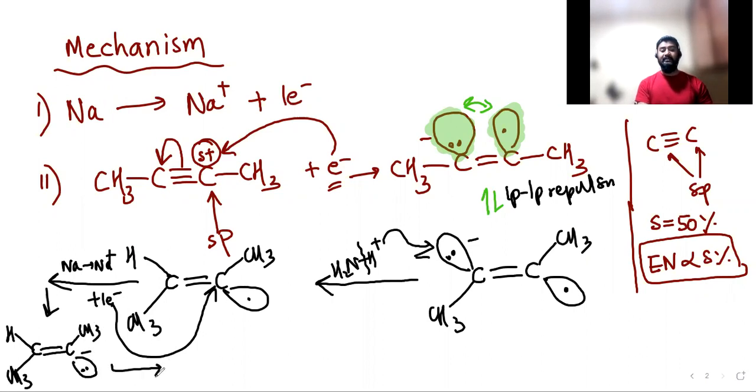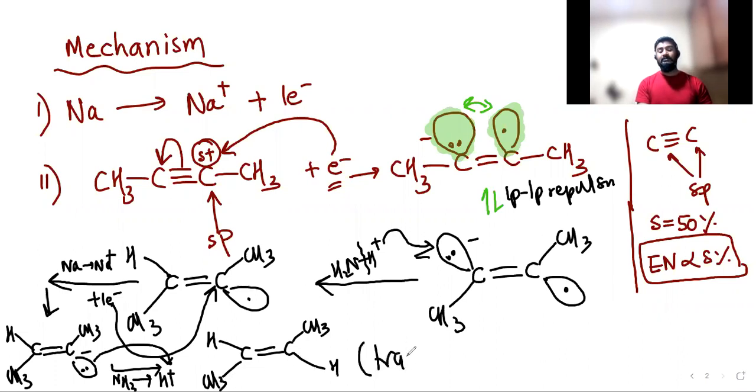Now, can you guess what will happen next? Exactly. Another mole of ammonia will produce H plus ion, just like the previous step. This will go here. And my final answer would be, of course, we will show the flow in the opposite direction. Yes, because we always show the flow of electrons, right? So electrons will go and attack the H plus ion from ammonia. And the ultimate answer will be C, double bond, C, CH3, CH3, H. What is it? A trans product.